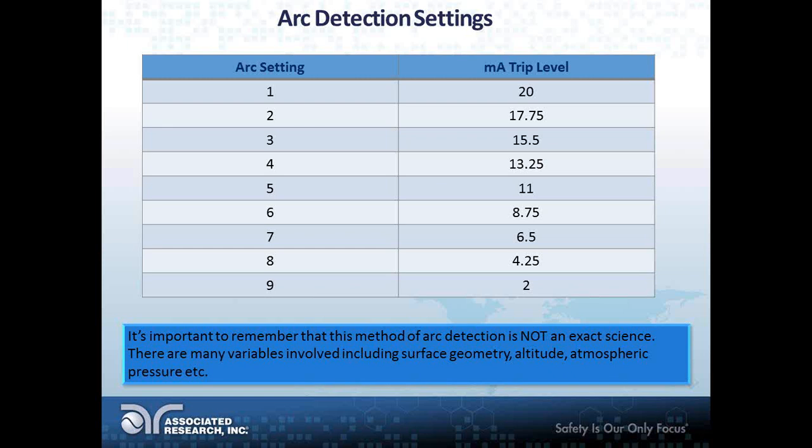The other very important key point about our arc detectors is this is not like a partial discharge tester that gives you very accurate nanoamp or picoamp level information on the buildup of corona or where the void is or anything along those lines. This is an estimation. It's not an exact science.